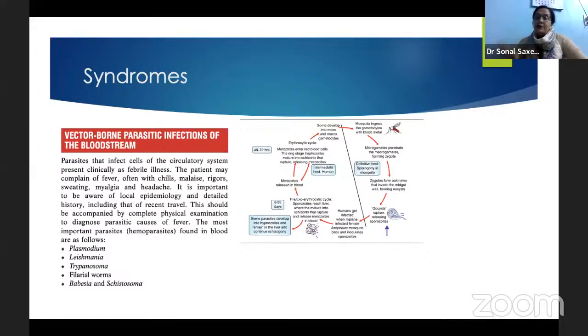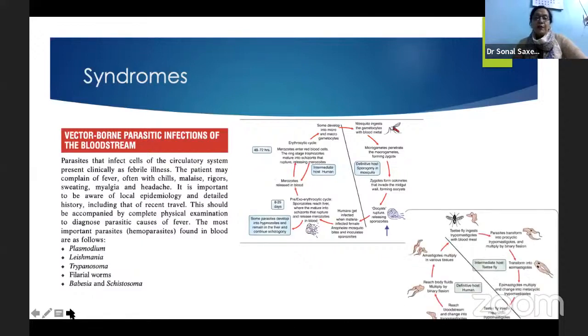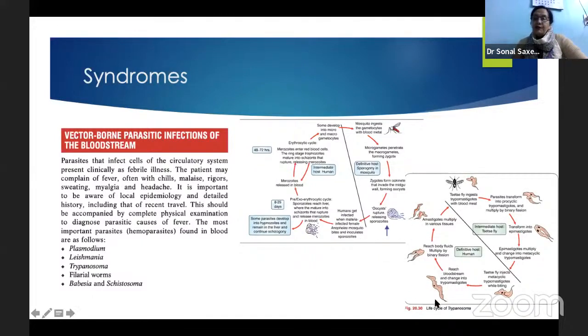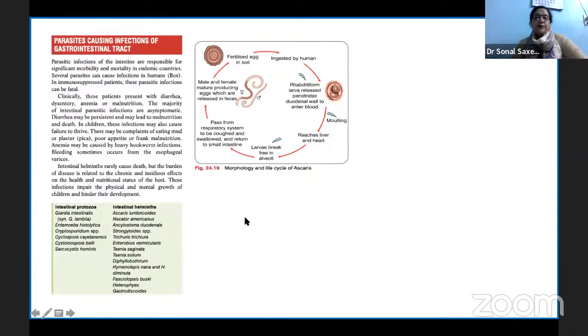Earlier, the life cycles were very complicated, and in most of the parasitology books, there are multiple ways in which these life cycles are represented. Here, one look at the diagram itself, a child is able to describe the life cycle very well. Similarly, we have, say, Trypanosoma, a very, very simplified life cycle diagram.